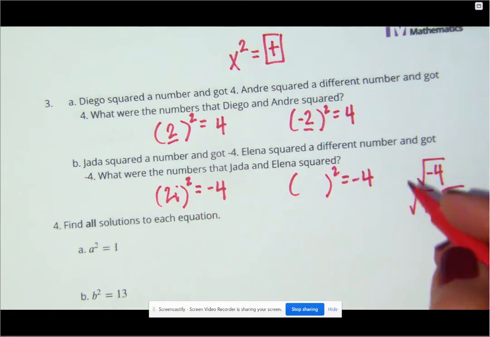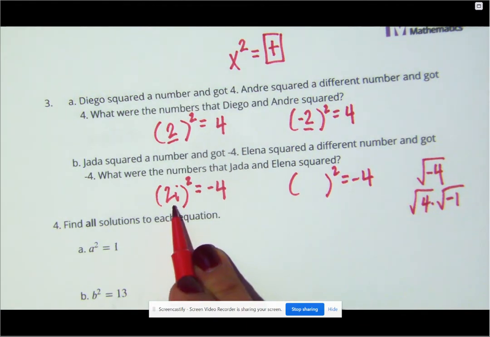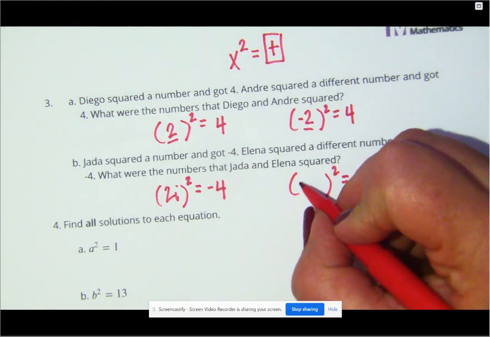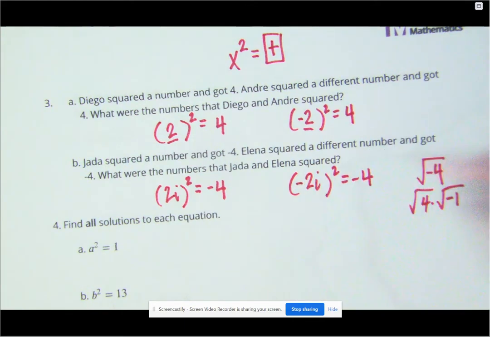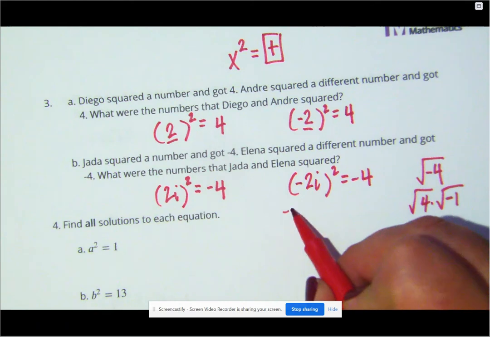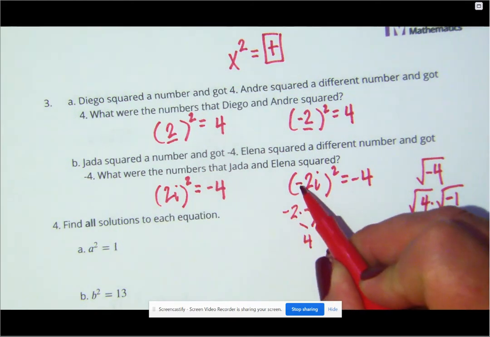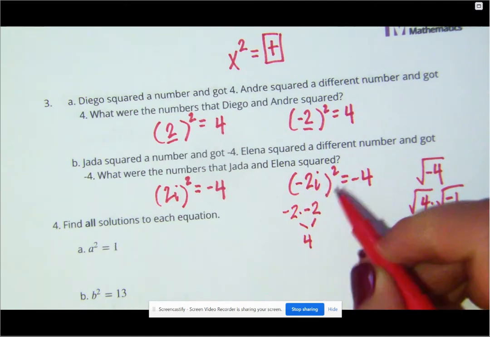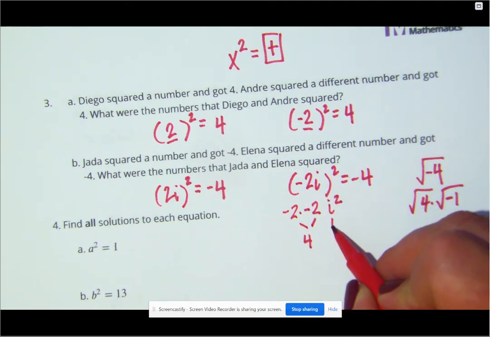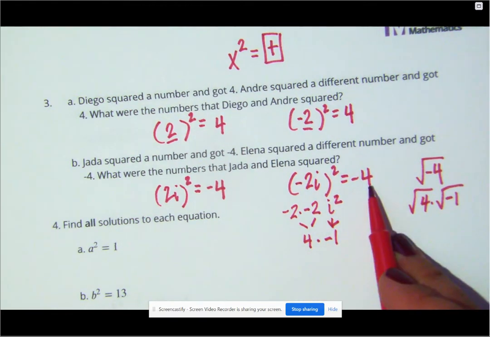And then same thing, okay, every negative number also has 2 solutions, the positive and the negative. Let's just make sure that makes sense to everybody. -2 times -2 makes 4, because a negative times a negative is positive. And then i times i is i squared, but i squared is -1. And 4 times -1 is -4.